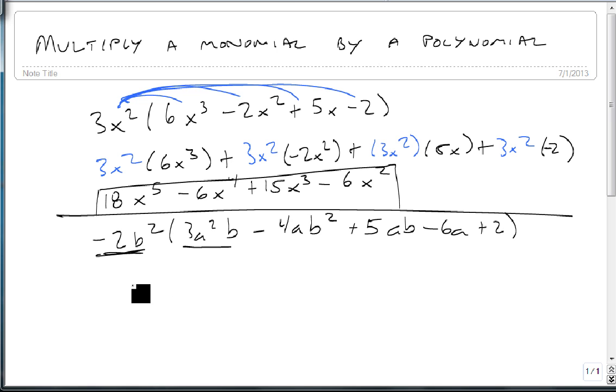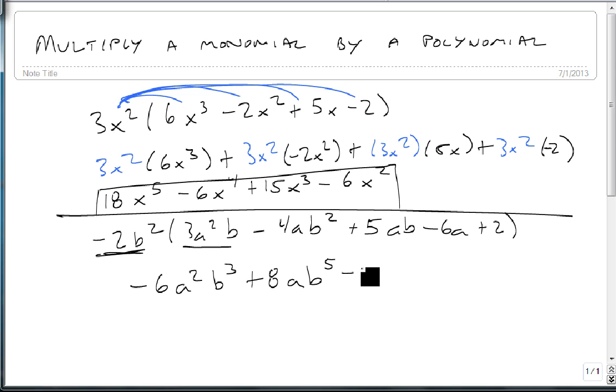So negative 2 times 3 is negative 6. There's no more a's, so the a squared stays, but the b squared times b becomes b cubed. A negative times a negative is a positive. 2 times 4 is 8. A, b squared times b squared becomes b to the 5th.